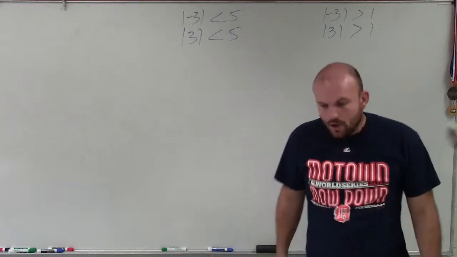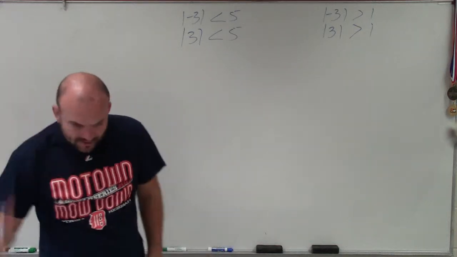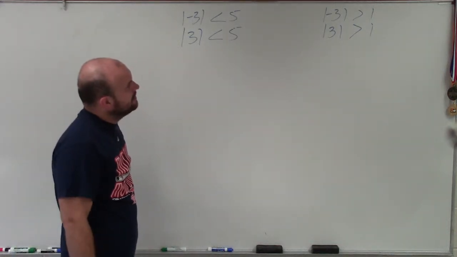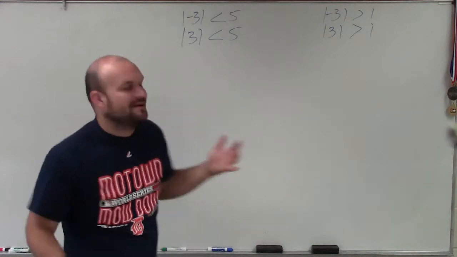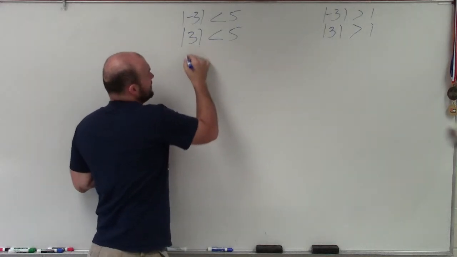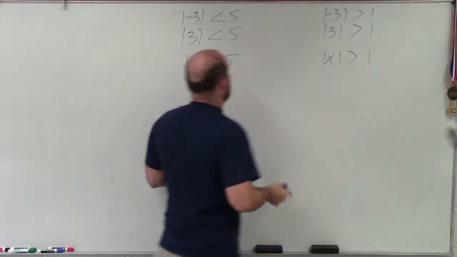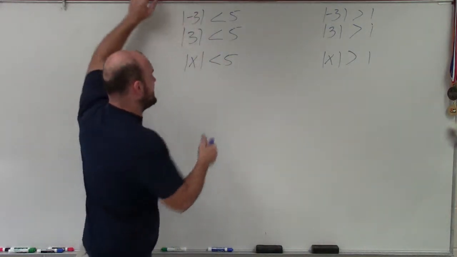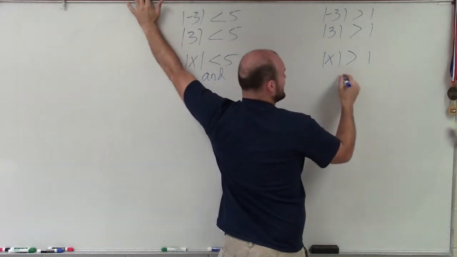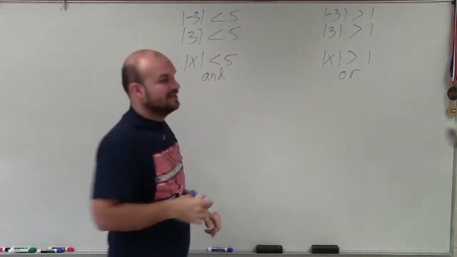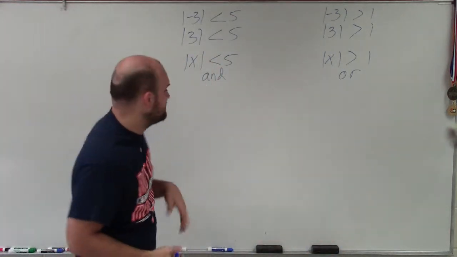Now, that's kind of obvious looking at it with numbers, but what about if I looked at this with just a variable that we didn't know? When we have a less than, that is going to create a compound inequality in the form of "and", and when you have a greater than, that's going to create a compound inequality in the form of "or". It'll make a little more sense as we get into problems and graph them.